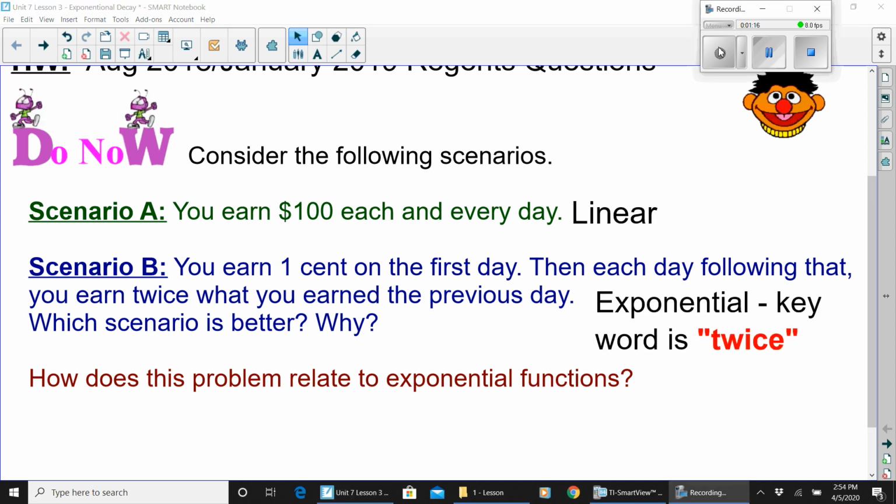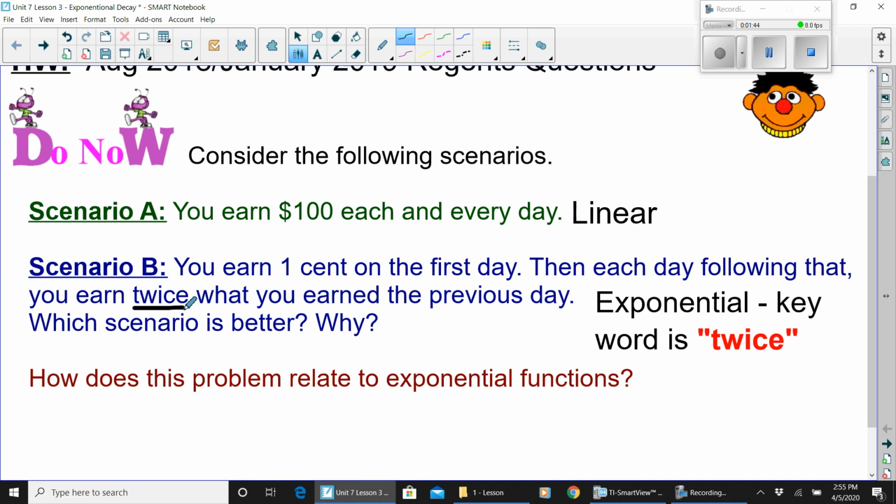So if you said linear for the first scenario, you are correct. And if you said exponential for the second scenario, that is correct. The key word in the second scenario is that word that says twice. It's like doubling, right? So it's doubling what you've earned the previous day. The scenario that's better is obviously B, because it is increasing at a faster rate.